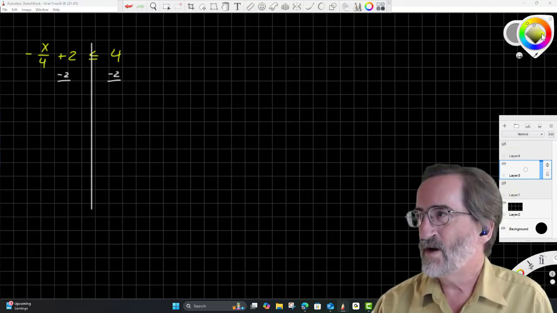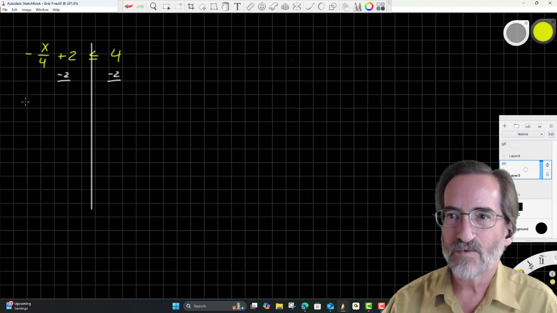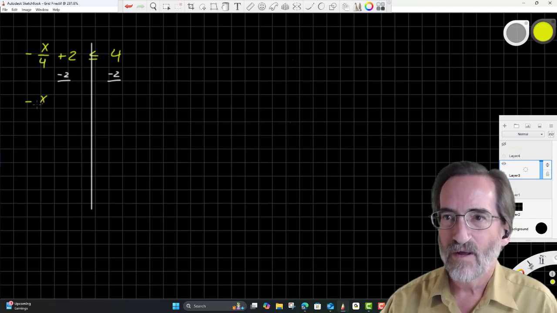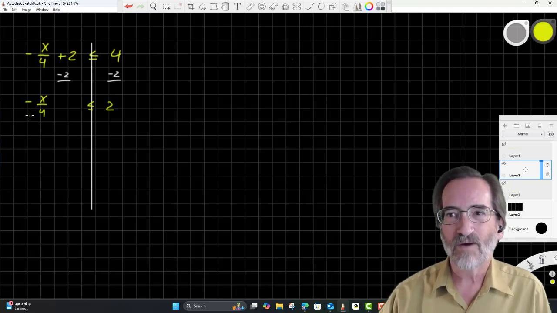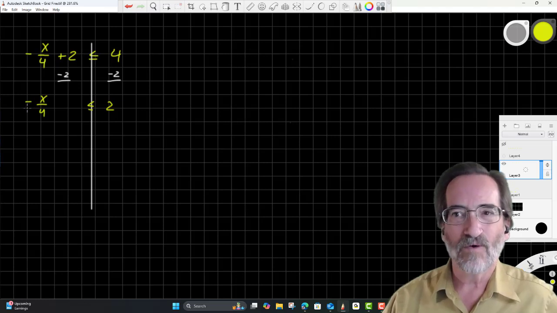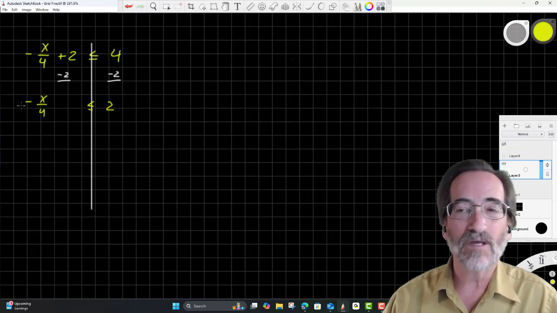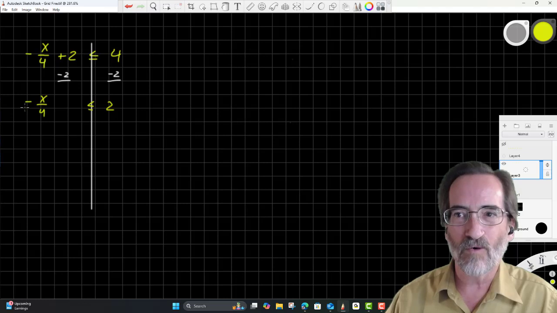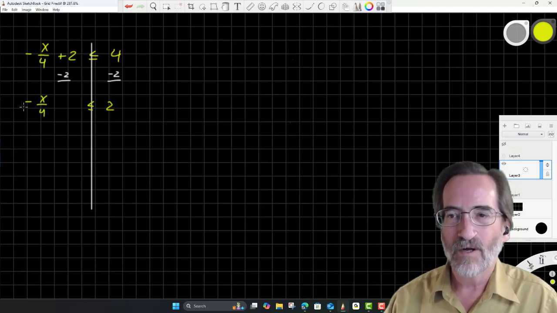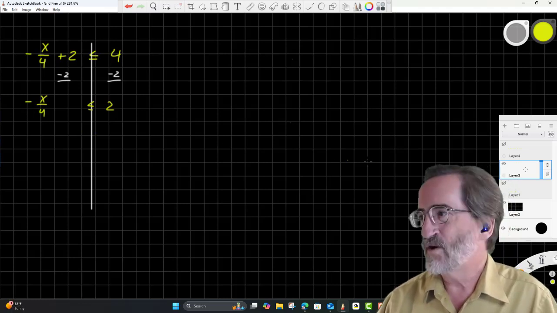So 4 minus 2 is 2. So we have negative x divided by 4 is less than or equal to 2. Okay, now to get rid of the divide by -4. Now there's a negative. The negative can be thought of as being in front of the x, or the fraction bar, or the 4. I think of putting it in front of the 4.